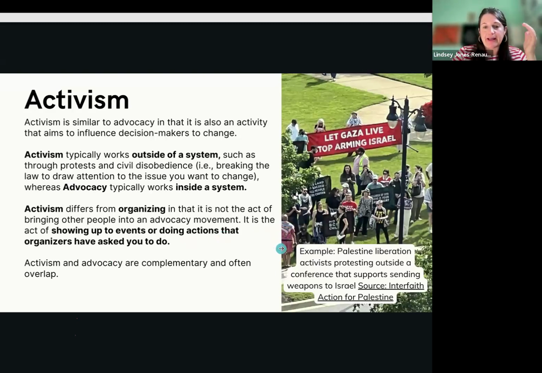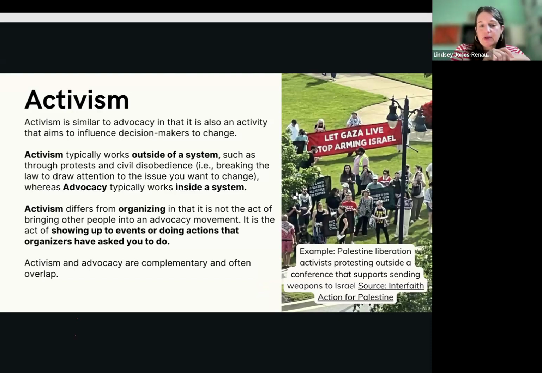These are Palestine liberation activists protesting outside a conference of an organization that supports Israel and supports sending weapons to Israel. And so these people don't have contacts within that organization. And so they are, I'm actually here. That's me right there. Are protesting outside this meeting. We weren't able to get inside. We weren't able to influence from the inside. So we're protesting from the outside.